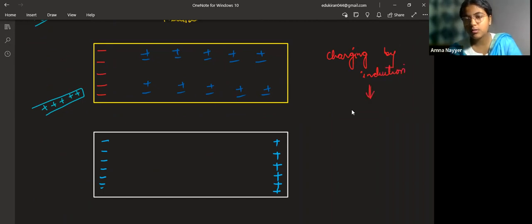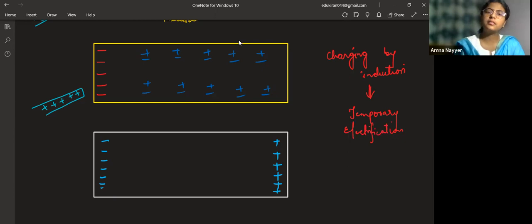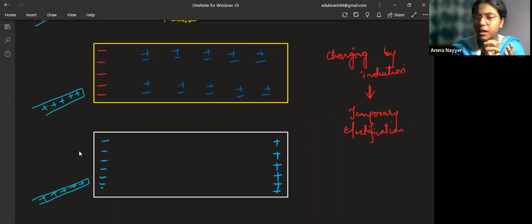This is also known as temporary electrification. Why is it temporary electrification? See, till the time this glass rod is kept, because of the attractive forces of the positively charged glass rod, the negative charges are getting accumulated like this, till the time I'm holding the glass rod over here.